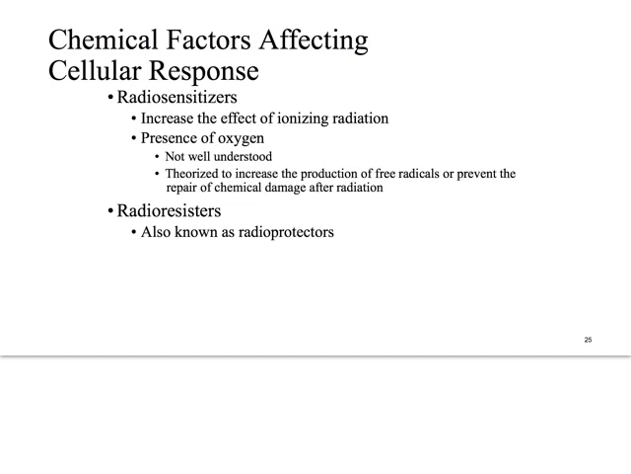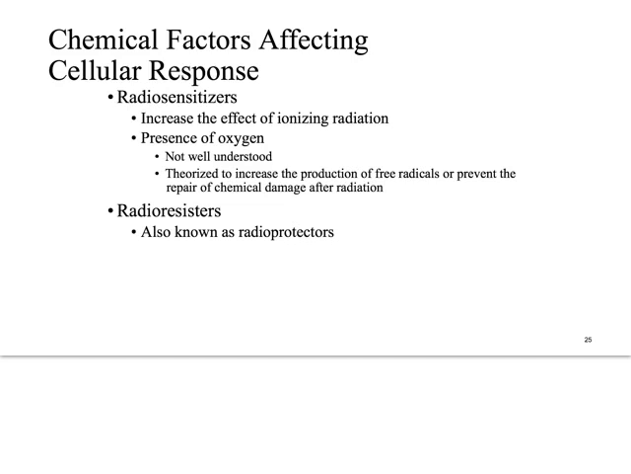All right, but there are also chemical factors affecting this process. So we've talked a little bit about radiosensitizers. These are going to increase the effect of ionizing radiation. And we've mentioned the primary radiosensitizer is oxygen, because anytime there's oxygen present in the cell, it will possibly increase the effects of the radiation. It's not completely understood why this is the case, but as I mentioned before, it's theorized that this is tied to interactions with free radicals.